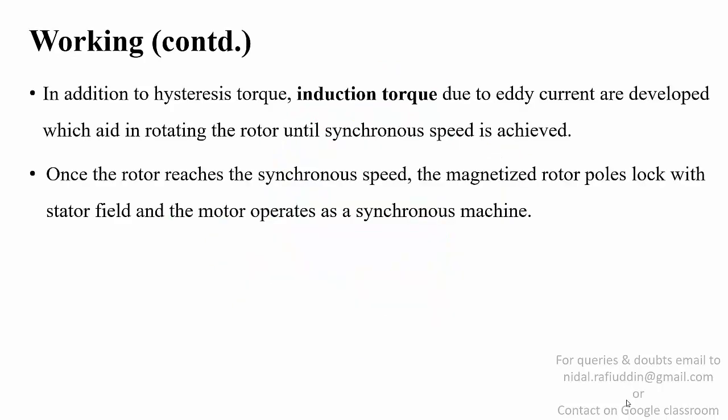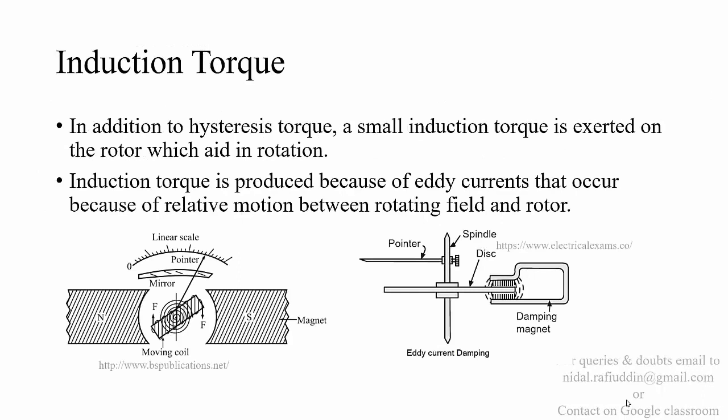Now, in addition to hysteresis torque, induction torque due to eddy currents is developed, which aids in rotating the rotor until synchronous speed is achieved. Once the rotor reaches the synchronous speed, the magnetized rotor poles lock with the stator field and the motor operates as a synchronous machine. The working of induction torque can be explained by the example of eddy current braking in permanent magnet moving coil type of instruments, or induction type of energy meters that you studied. These are examples you are familiar with, as you studied them in first year.